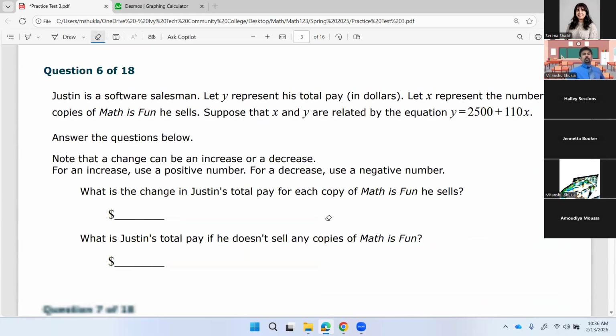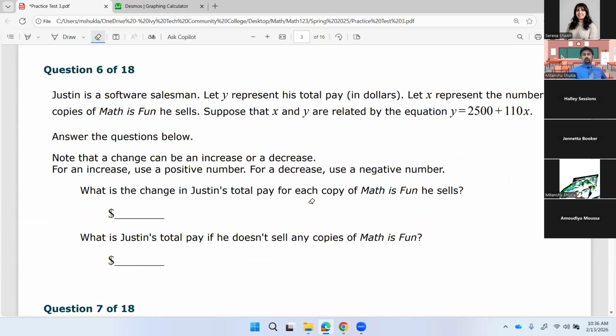Okay. Number 6. Justin is a software salesman. Let Y represent his total pay. So just stop, drop, and underline your information. Y represents his total pay in dollars, okay? Let X represent the number of copies of Math is Fun he sells. So X represents the copies of Math is Fun. Okay? Suppose that X and Y are related by this equation. Y is equal to that, right?